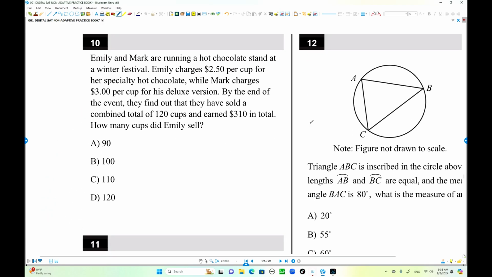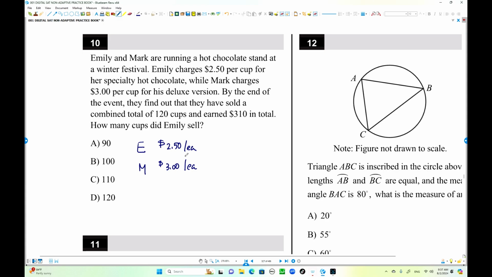Here we go, number 10. Emily and Mark are running a hot chocolate stand at a winter festival. Okay, Emily charged, I'm going to make a table here, $2.50 per cup. Okay, and Mark, $3 per cup. This is very popular, right?